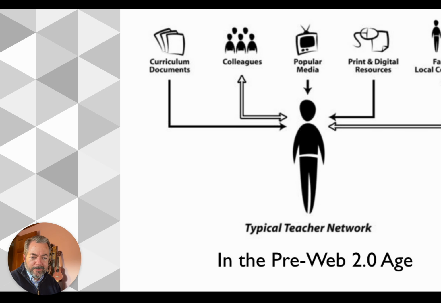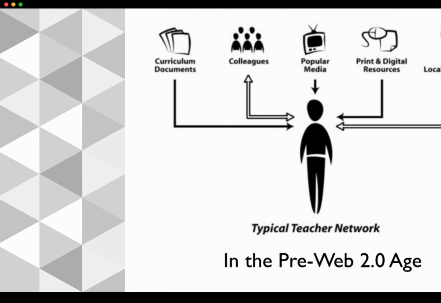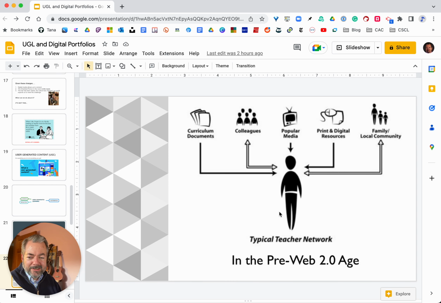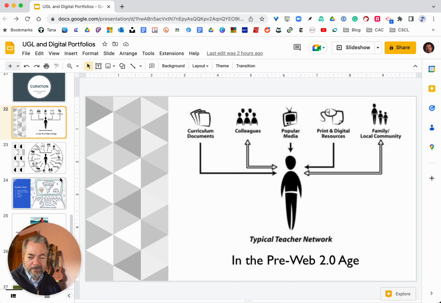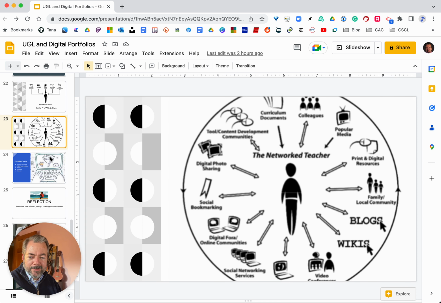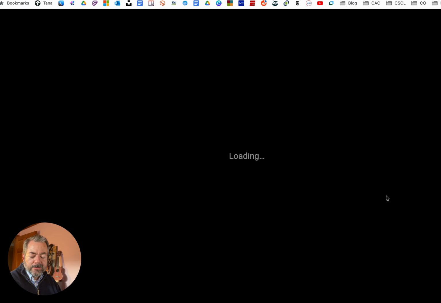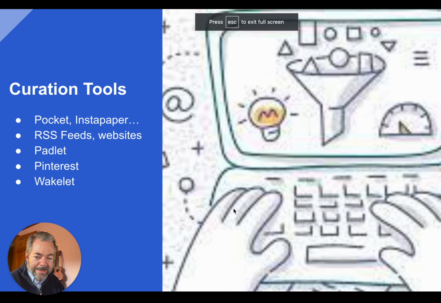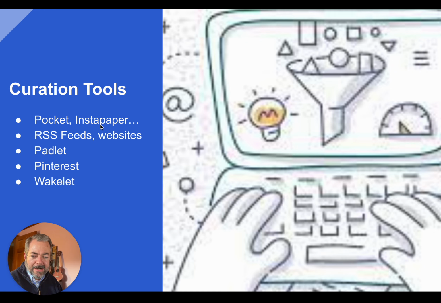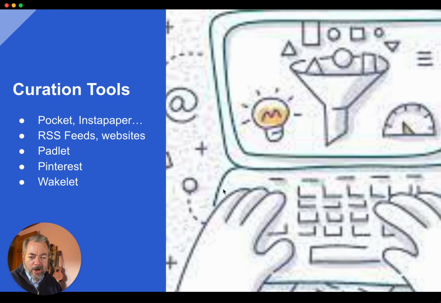So curation. We talked about in the pre-Web 2.0 age, this is how you curated, right? You just basically collected things from traditional sources. Then it became a much more networked sort of situation. What are some tools? Well, some curation tools, and we won't go over them all in any detail, but things like Pocket or Instapaper. You may not know what those are, but let me give you an example.